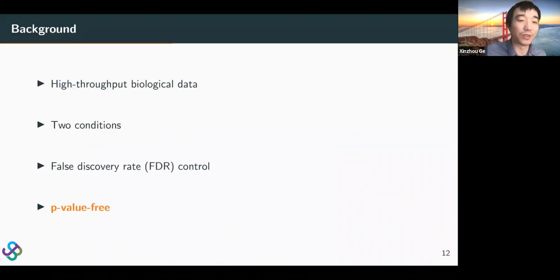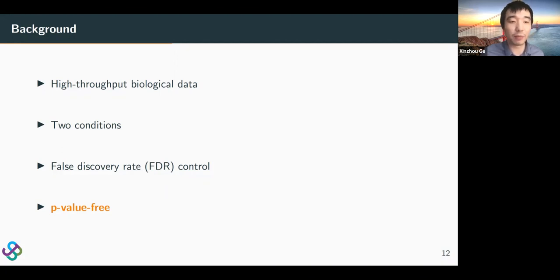And finally, let's go to the p-value free part. So by now we have introduced how we can use the p-values to control the false discovery rate. For example, we can first use a 2-sample t-test to calculate the p-value for each gene, and then we can use the BH procedure to make some correction on the p-values so that we can control the false discovery rate.